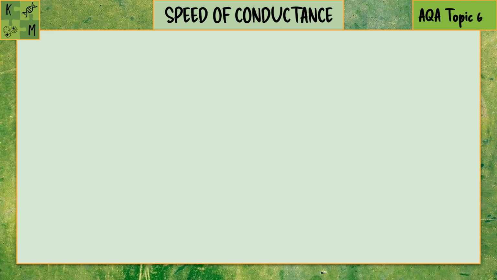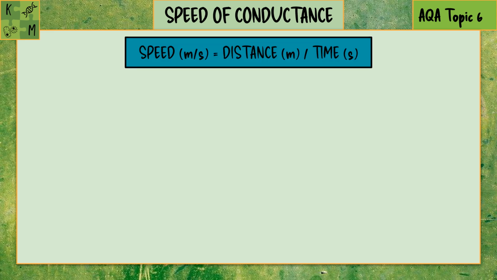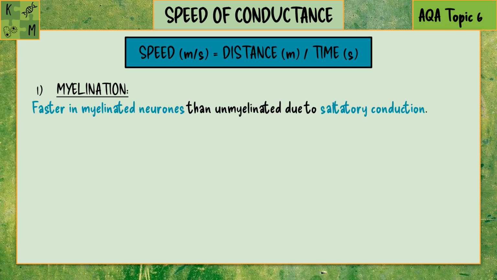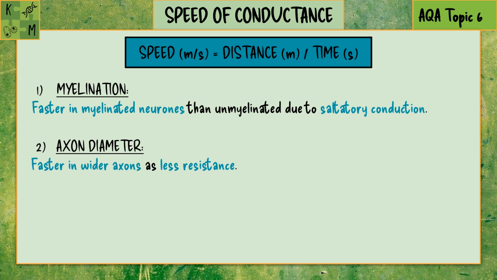The speed of conductance can be found by dividing the length of the pathway by the time taken for the action potential to be propagated down its length. Three factors can impact this. As we've already seen, in saltatory conduction, action potentials are conducted faster along myelinated axons. Secondly, the diameter of the axon also affects the speed of conductance, with wider axons providing less resistance and therefore faster transmission. The final variable is temperature.